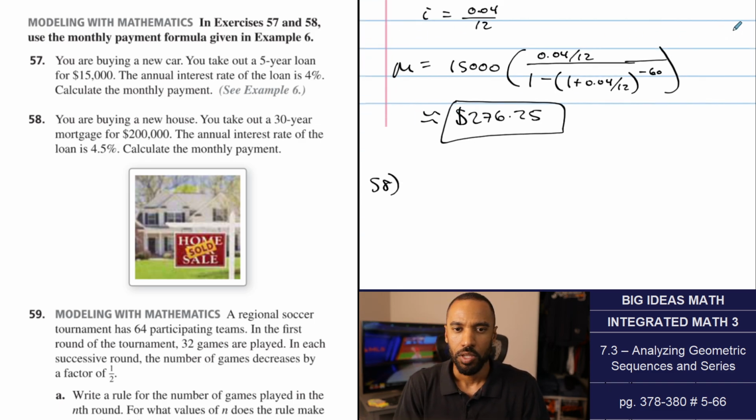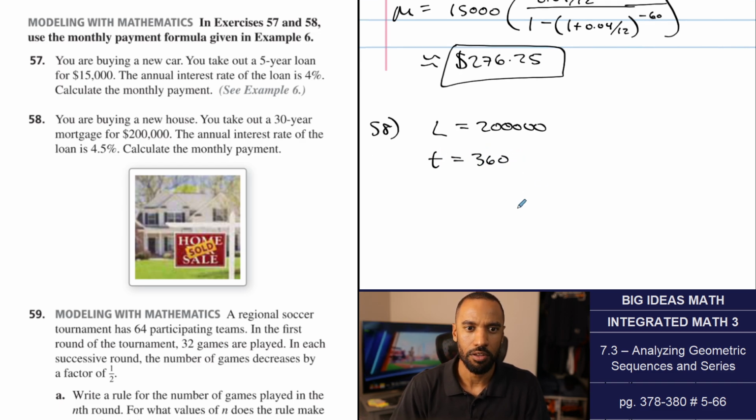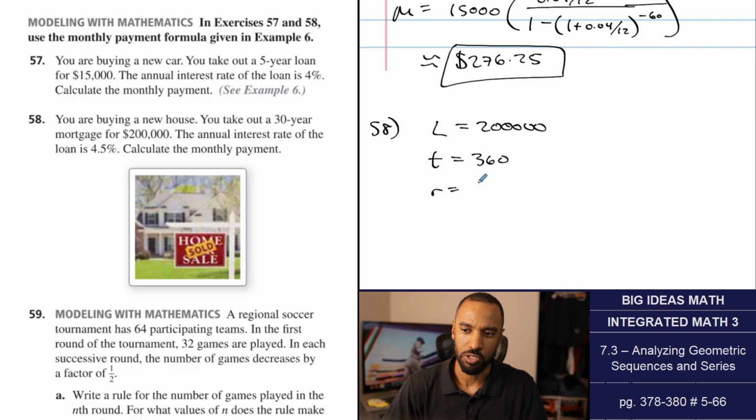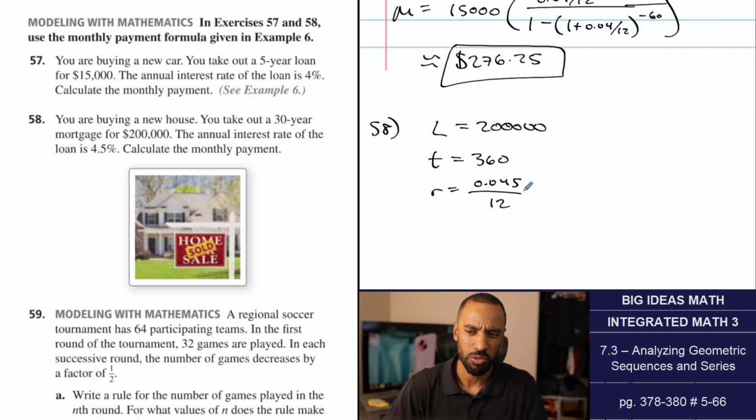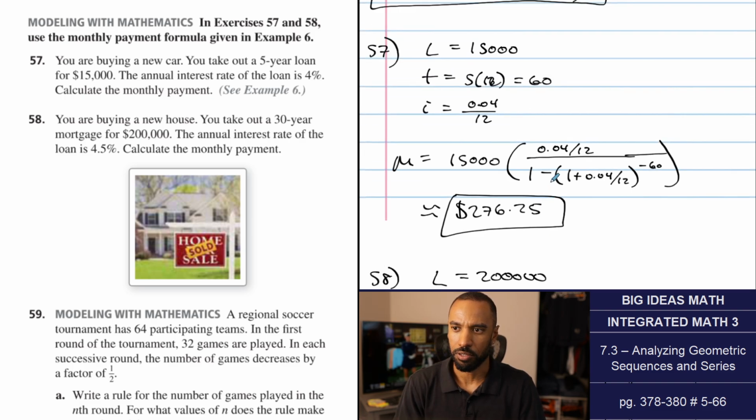Number 58, you are buying a new house. So let's see. $200,000 mortgage. This is 360 months, 30 times 12, and 4.5%. I seem to remember that having a better decimal. Was it 0.024? 0.045 over 12. No, 0.00375. That helps for when I do some of the calculations after.